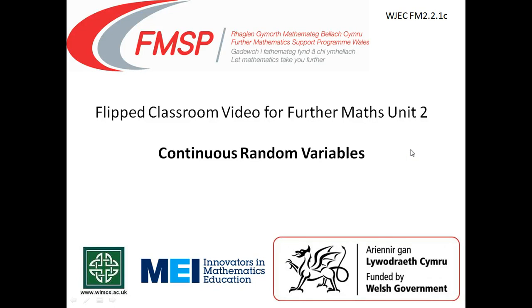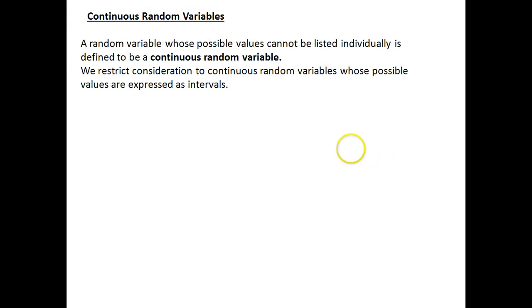Flipped classroom video for further maths unit 2, continuous random variables. A random variable whose possible values cannot be listed individually is defined to be a continuous random variable. We restrict consideration to continuous random variables whose possible values are expressed as intervals between a and b, say.